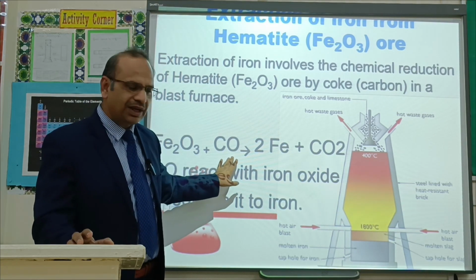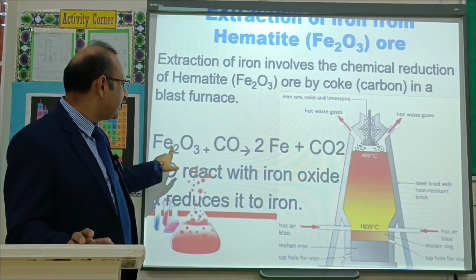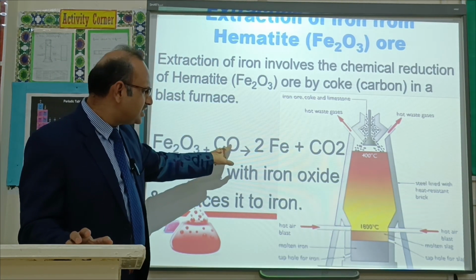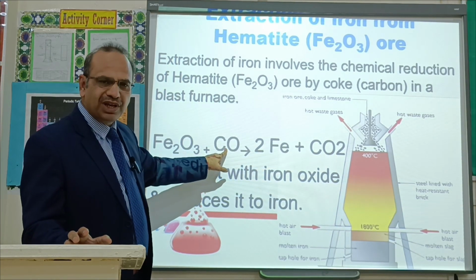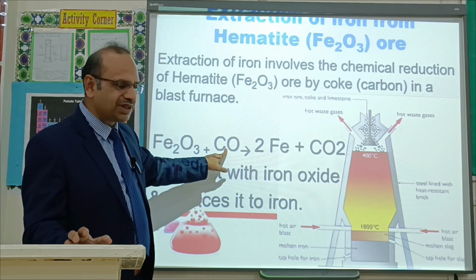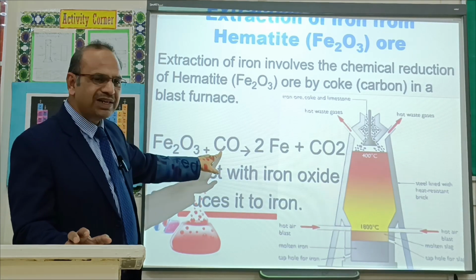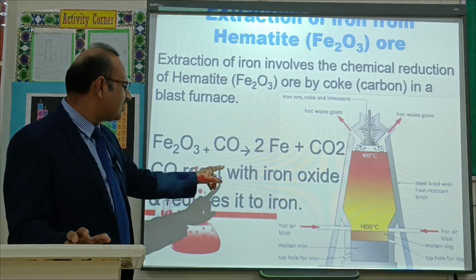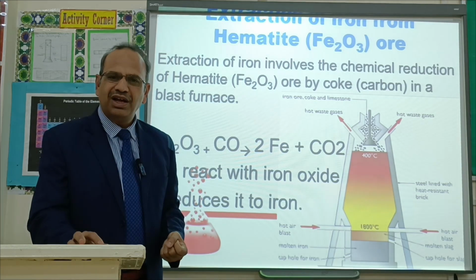So what happened here? This carbon monoxide takes the oxygen from it, and it changes itself into carbon dioxide gas. So what happened with the carbon monoxide? It gained oxygen. It means oxidation takes place, but it did the reduction of Fe2O3. So it acts as a reducing agent. So carbon monoxide reacts with the iron oxide and reduces it to get the iron.